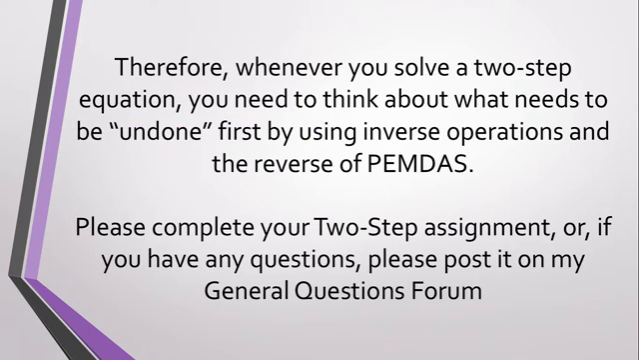So, whenever you solve a two-step equation, you need to think about what needs to be undone first by using inverse operations and the reverse of order of operations. In other words, you're going to undo any addition or subtraction first, and then any multiplication or division.